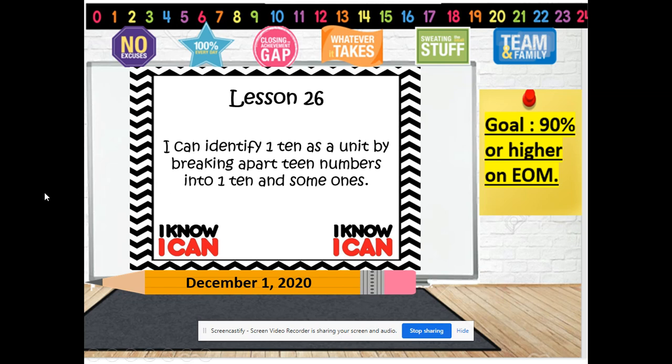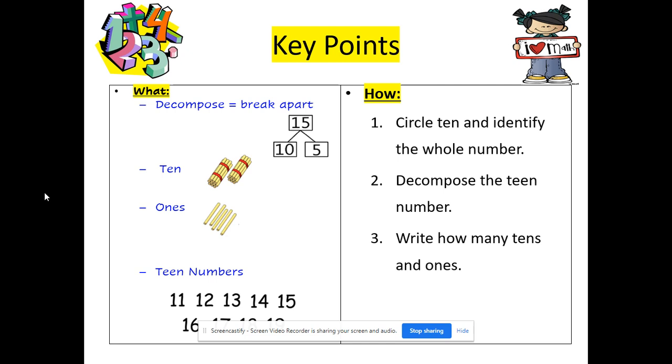Today, we're going to go over lesson 26, and our objective is: I can identify 1 ten as a unit by breaking apart teen numbers into 1 ten and some ones. Sounds more complicated than it is. Let's see how we're going to be successful today. Look at our key points. What do we need to know to be successful?